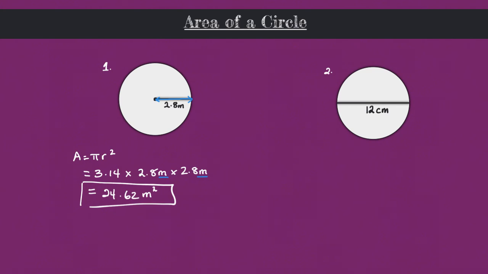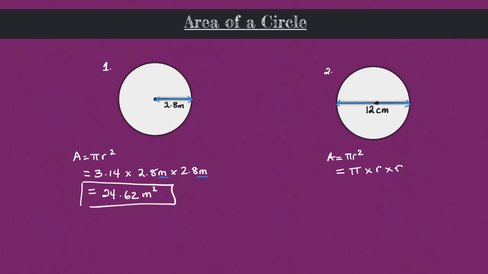In the second example, we're going to start with the formula again. Area is equal to pi r squared. And it's just a reminder that pi is a constant, and r squared just simply means the radius times itself twice, okay? Now, in the example here, we have been given the distance from one point on the circumference to another point on the circumference, the straight line distance that passes through our center. So that is going to be our diameter.